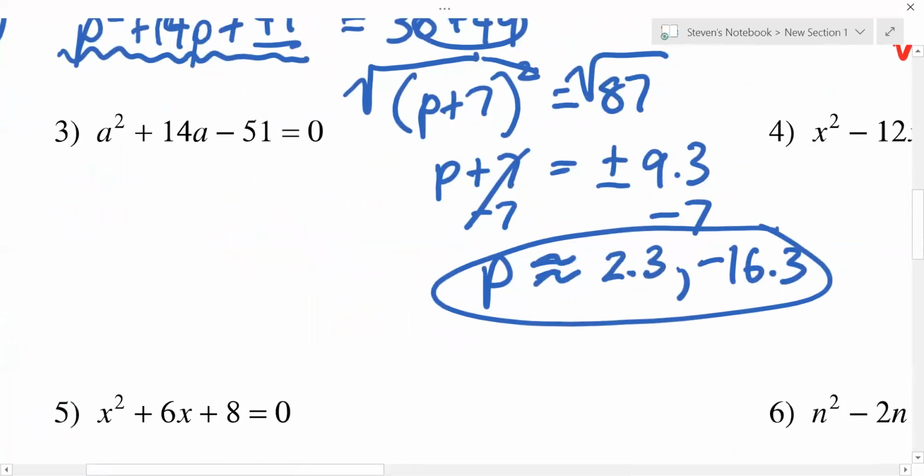Number 3, same thing. So I'm gonna start by getting rid of the c term, adding 51 to both sides. So now I have a squared, and then we're gonna have plus 14a.